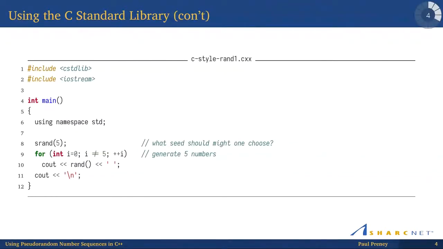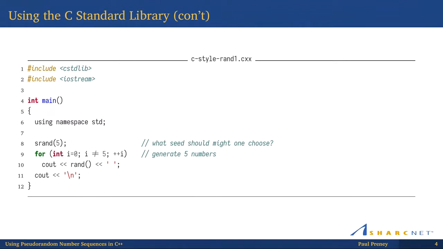So let's take a look at this program. Here's a simple program. On line 8, you see here a call to srand, and I pass the value 5 in. You can pass in an integer that seeds the random number generator. And the idea here is every time you call rand, you get another number.